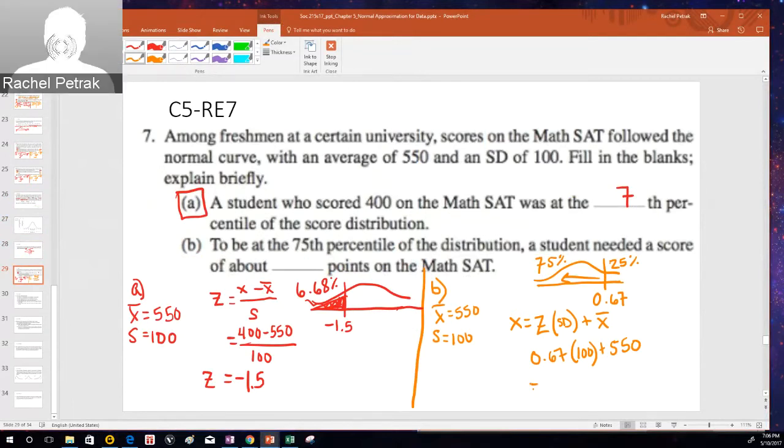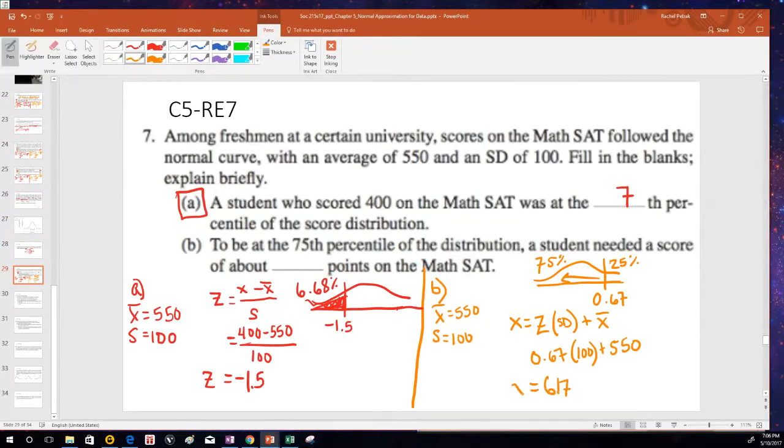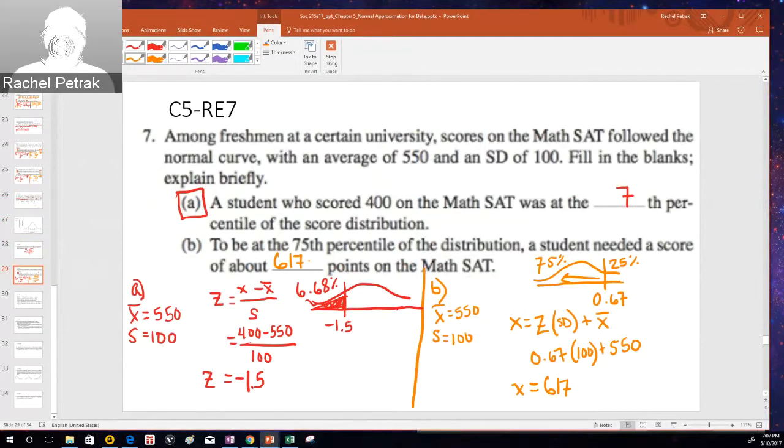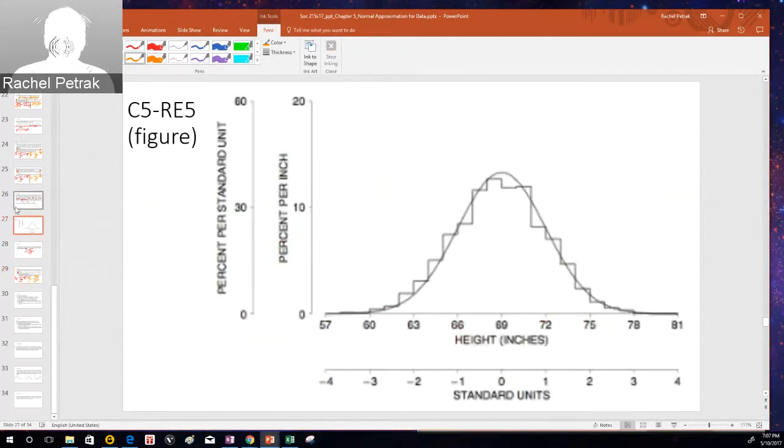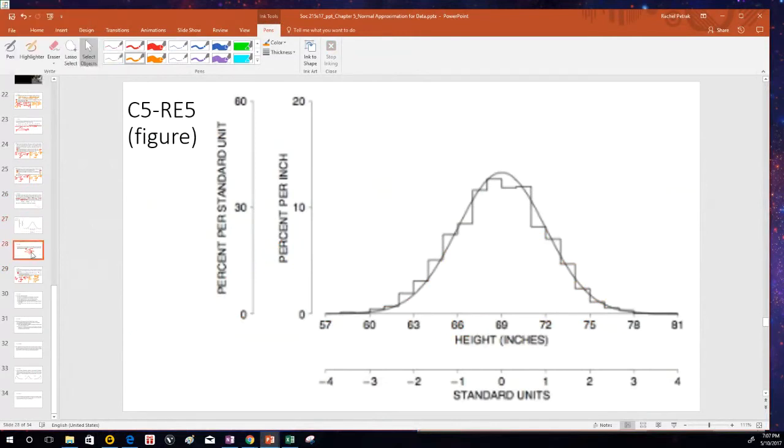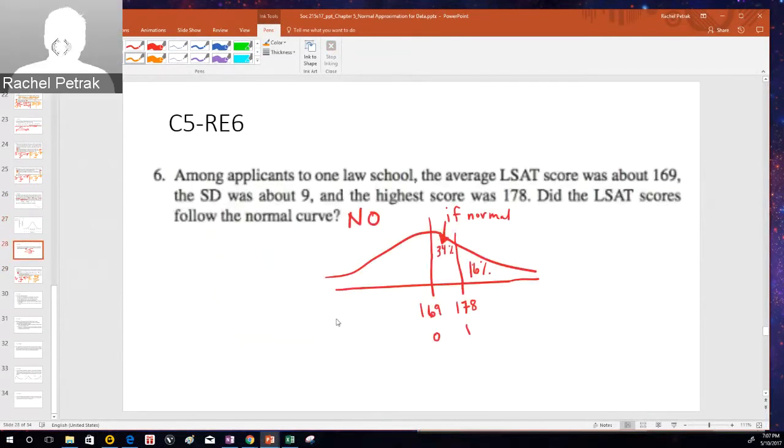And that's going to be equal to 617. Does that all make sense? I'm going to guess so.